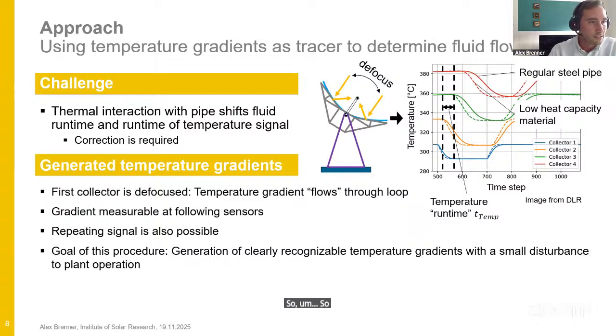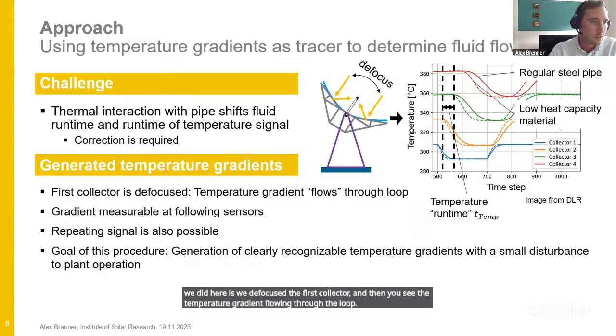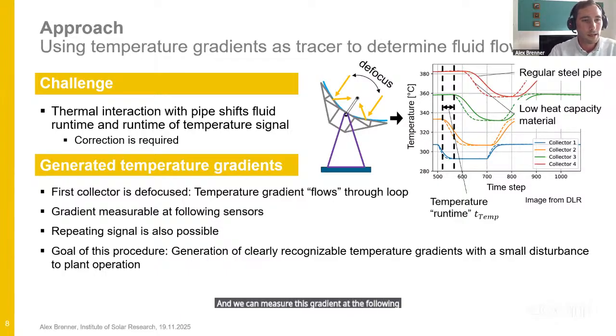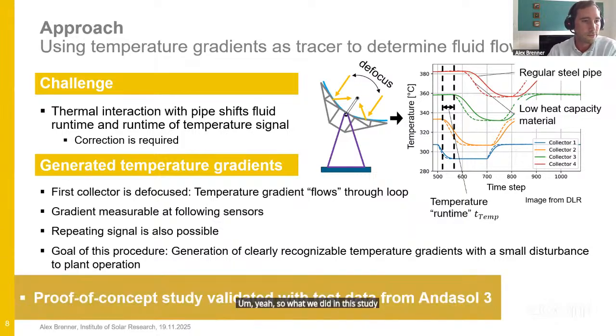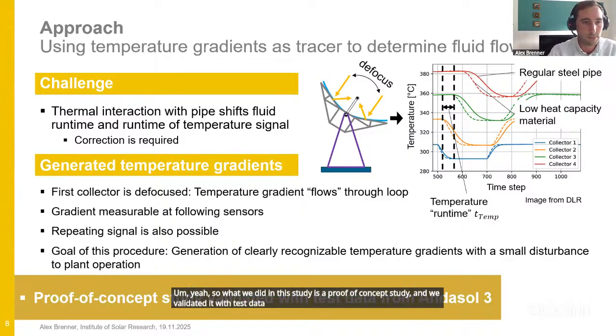The main goal of these temperature gradients is that we want to have a clearly recognizable temperature signal. So what we did here is we defocused the first collector, and then you see the temperature gradient flowing through the loop. We can measure this gradient at the following sensors. We can also do a repeating signal, so that's also possible. This all helps with the measurement uncertainty. What we did in this study is a proof of concept study, and we validated it with test data from the Andersol 3 power plant. So one more slide about the approach.